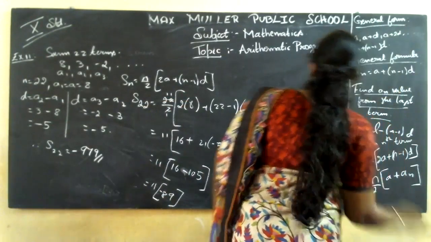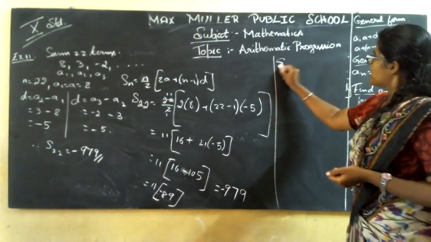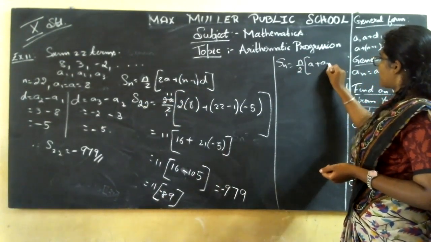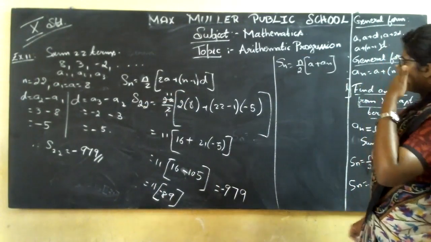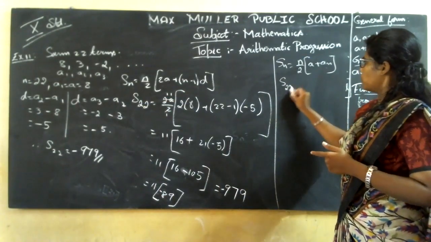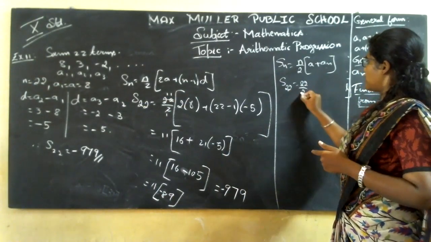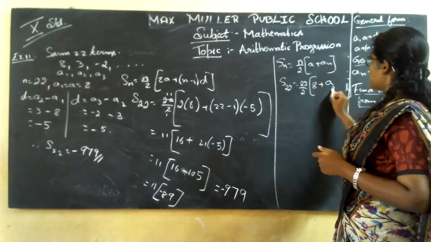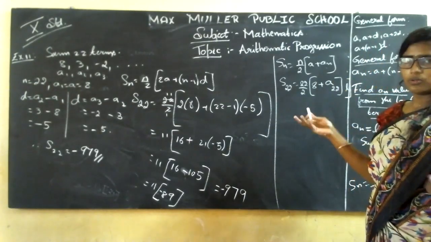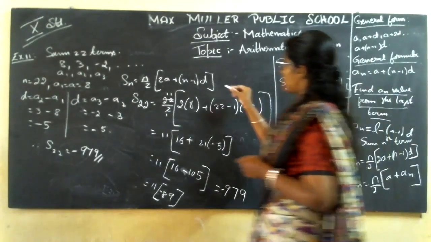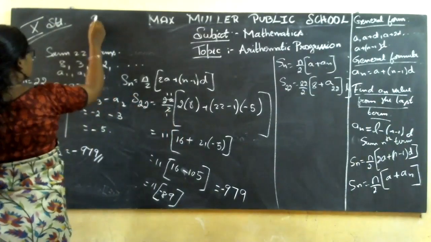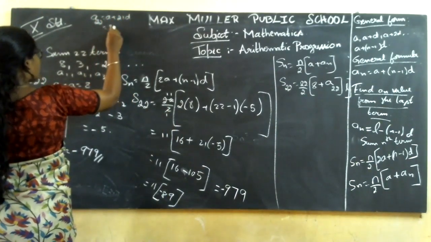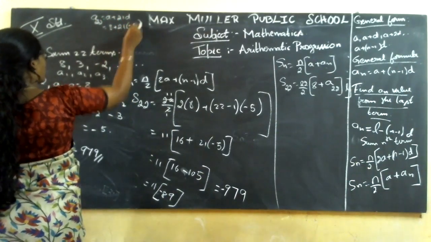What is the formula? Sn is equal to n by 2 into a plus an. Correct? Now you need to find out the an value. S22 is equal to 22 divided by 2 into what is the a value? 8 plus a22. You do not have the a22 value. Find out the a22 value. I'll do it here. a22 is equal to a plus 21d, 8 plus 21 into minus 5.